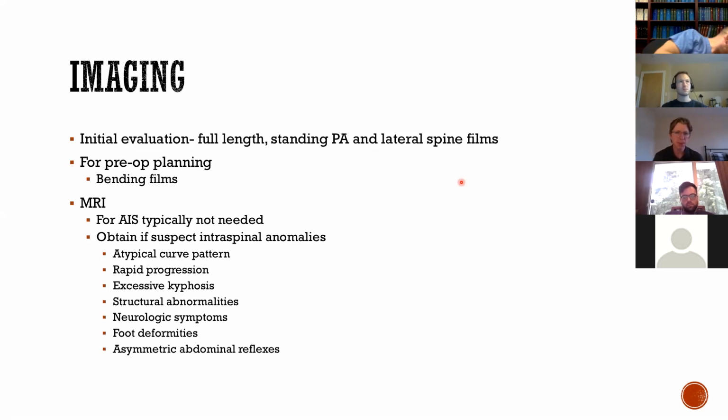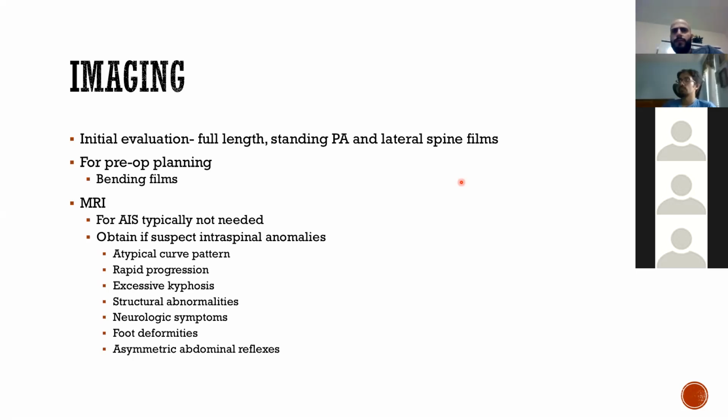We're used to shooting films from the front to the back, but this is a P to A film, and that allows us better visualization of the spine. You can imagine the spine is in back, and you'd get a little less beam scatter shooting from that direction, I think. And you get a lateral film to assess for sagittal balance, okay? For pre-op planning, we'll get spine films as well, but they'll be bending one way or the other, and we'll go into that.